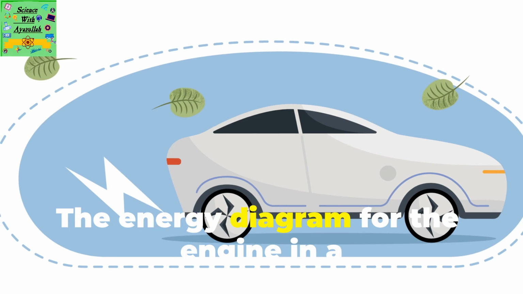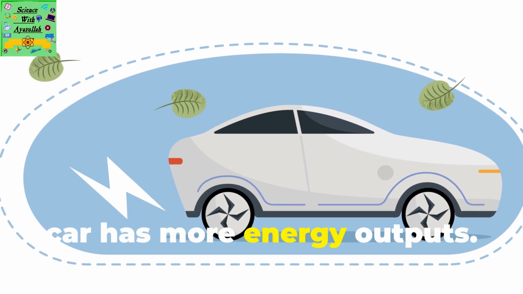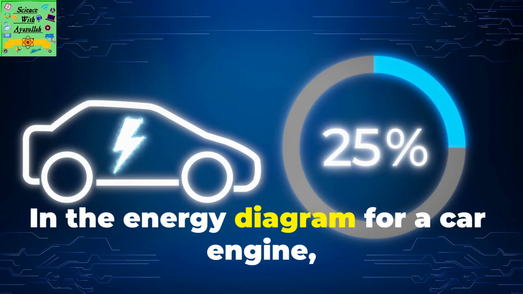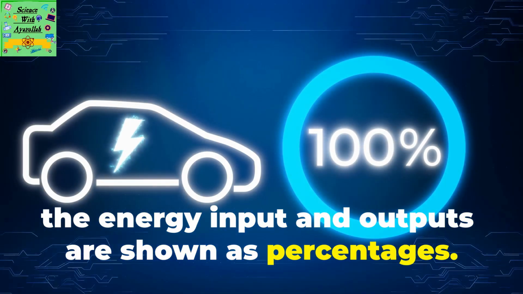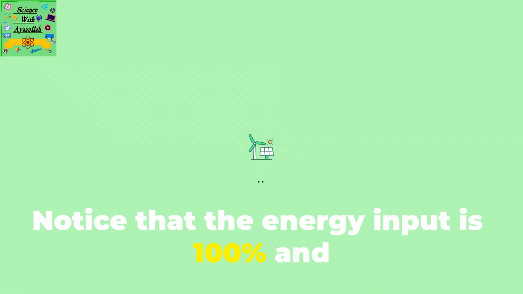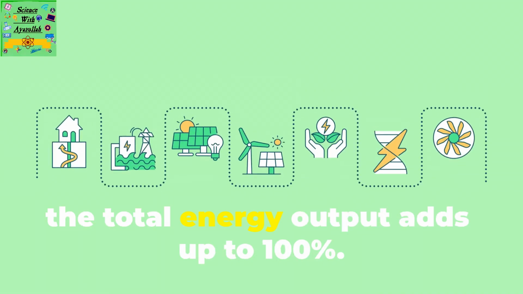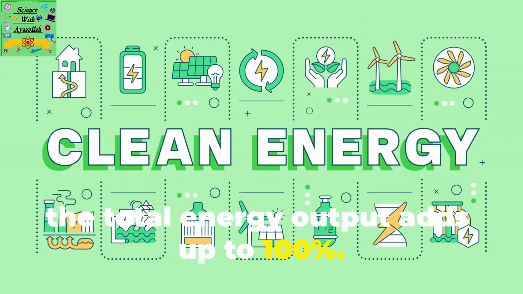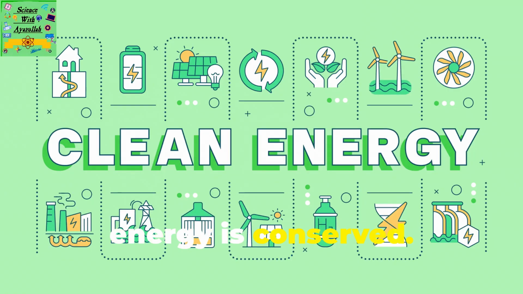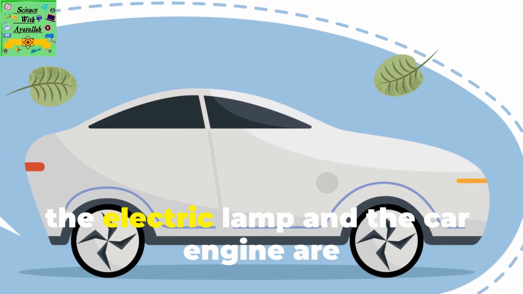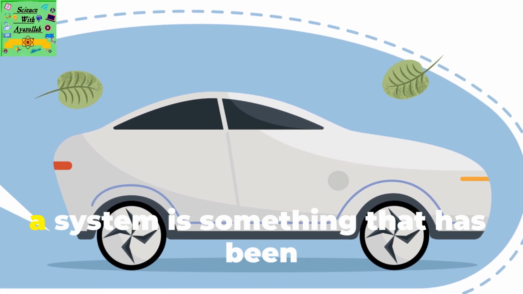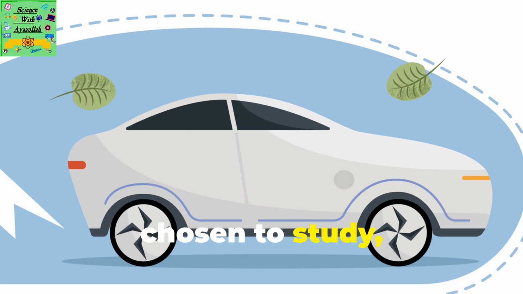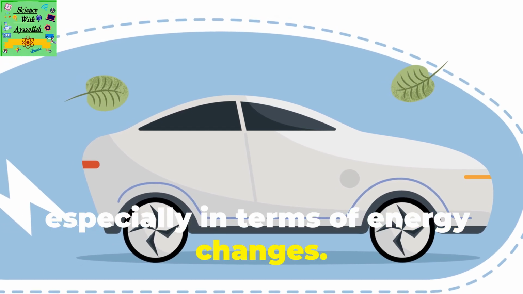The energy diagram for the engine in a car has more energy outputs. In the energy diagram for a car engine, the energy input and outputs are shown as percentages. Notice that the energy input is 100% and the total energy output adds up to 100%. Once again, energy is conserved. In these examples, the electric lamp and the car engine are types of system. In physics, a system is something that has been chosen to study, especially in terms of energy changes.